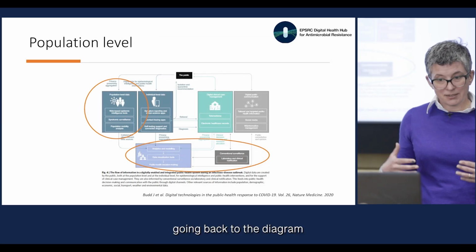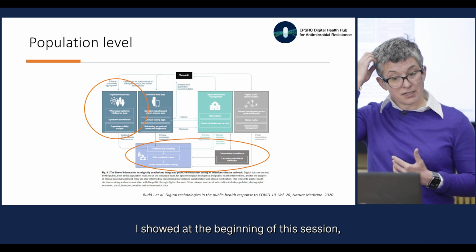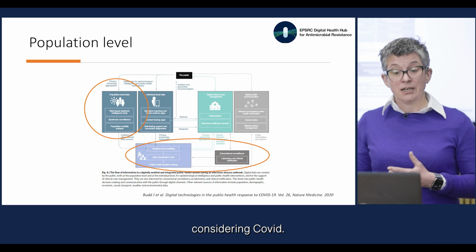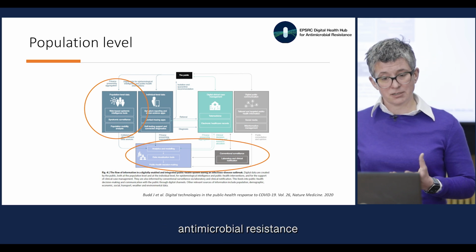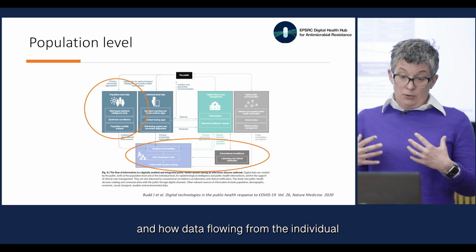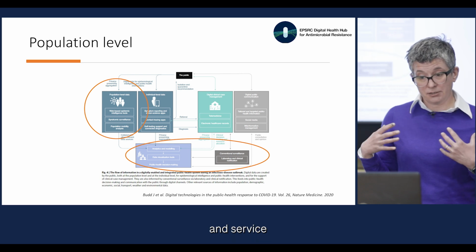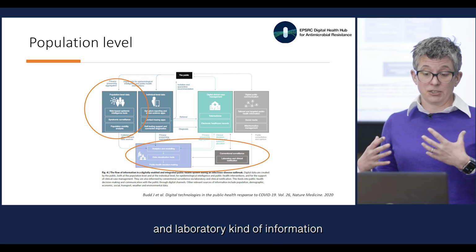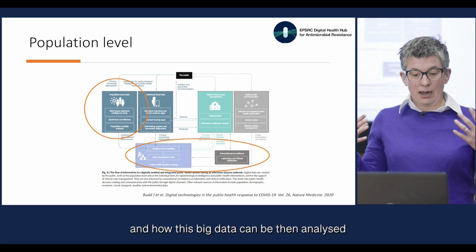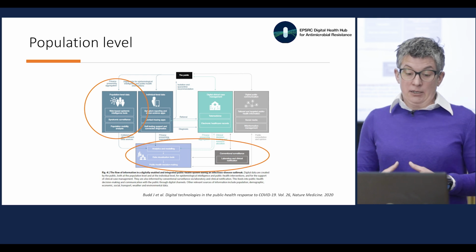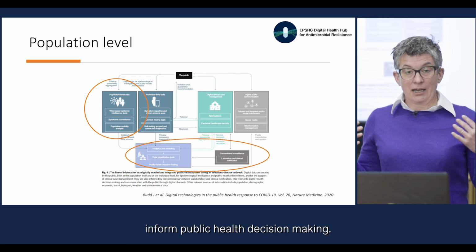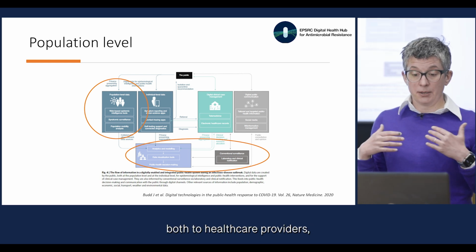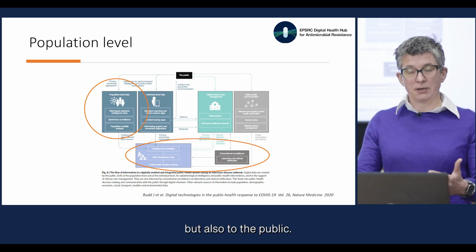And then going back to the diagram I showed at the beginning of this session, although this particular diagram was developed considering COVID, it can also be used to consider antimicrobial resistance and how data flowing from the individual and service level can be used to inform population and laboratory information in terms of surveillance, and how this big data can then be analysed and visualised to inform public health decision making. And then for that to be communicated back both to healthcare providers at the service level, but also to the public.